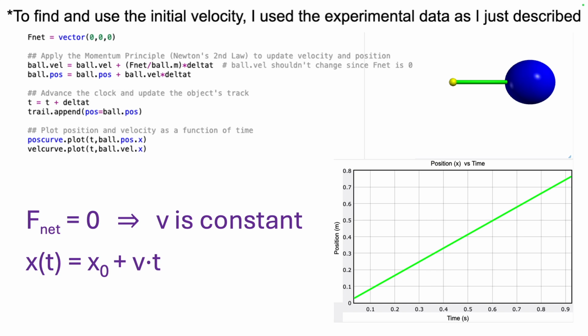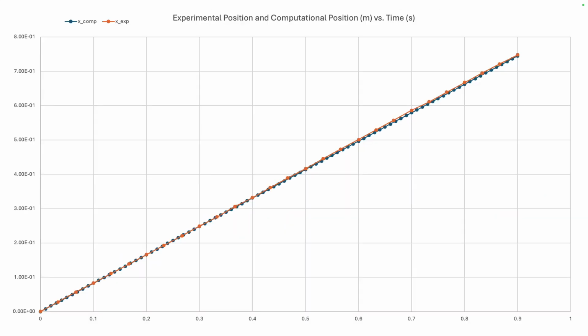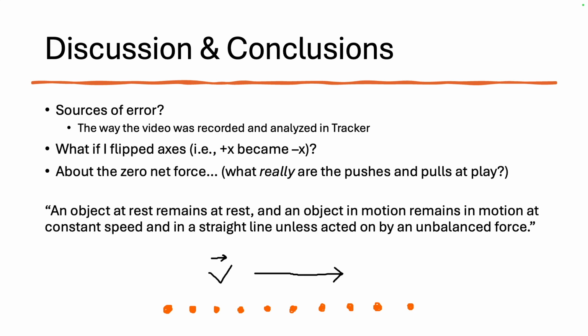The data generated by the program would be used to compare with my observational data from the experiment itself. Here, I've plotted both the Tracker data and the VPython output on the same position versus time graph. As you can see, the two lines match very closely, showing that the measured velocity agrees with the predictive computational model. Let's discuss what this means.